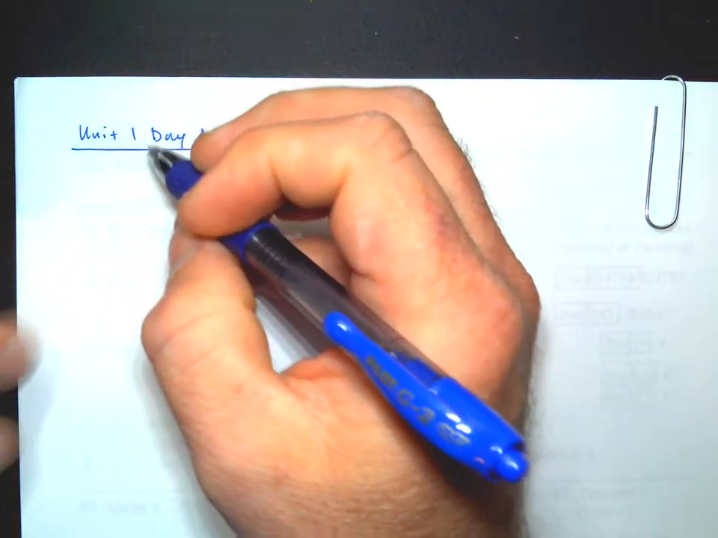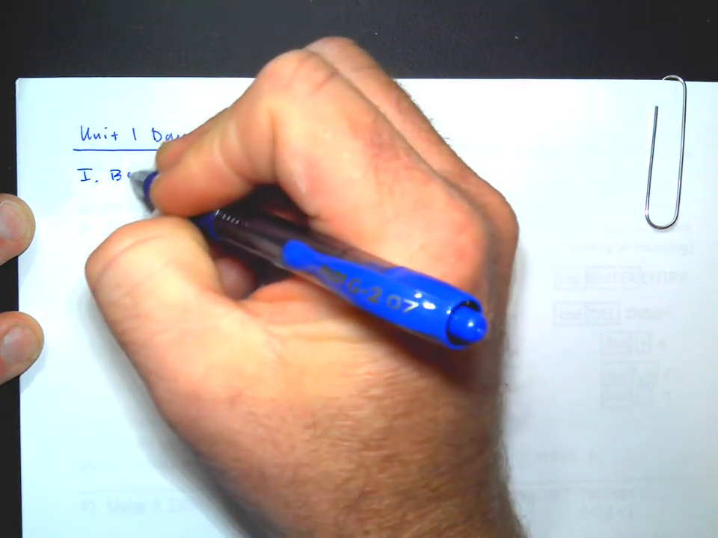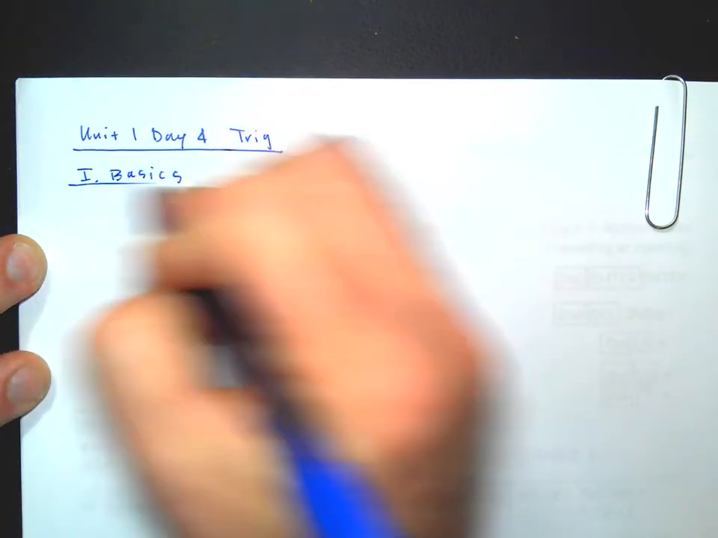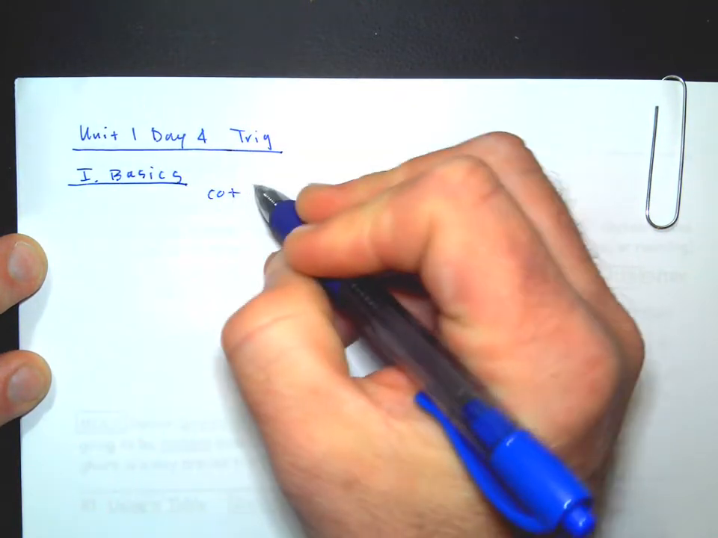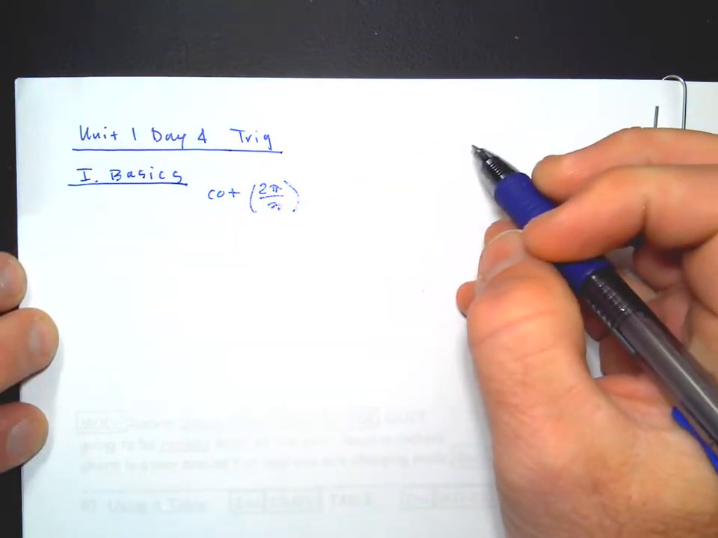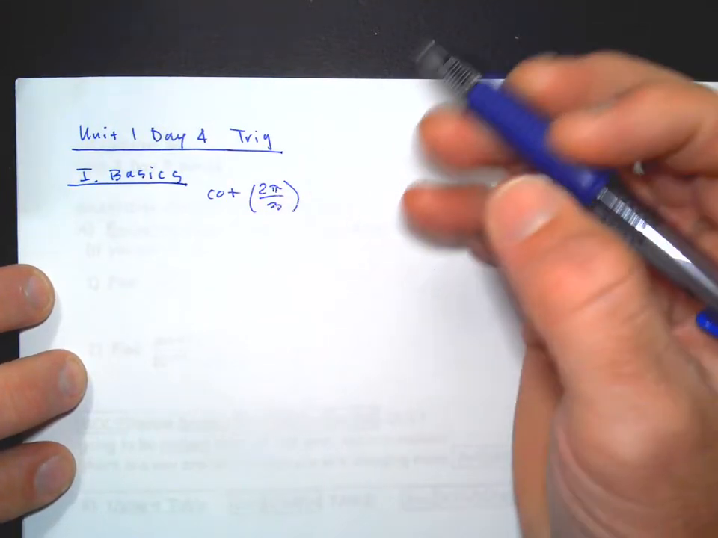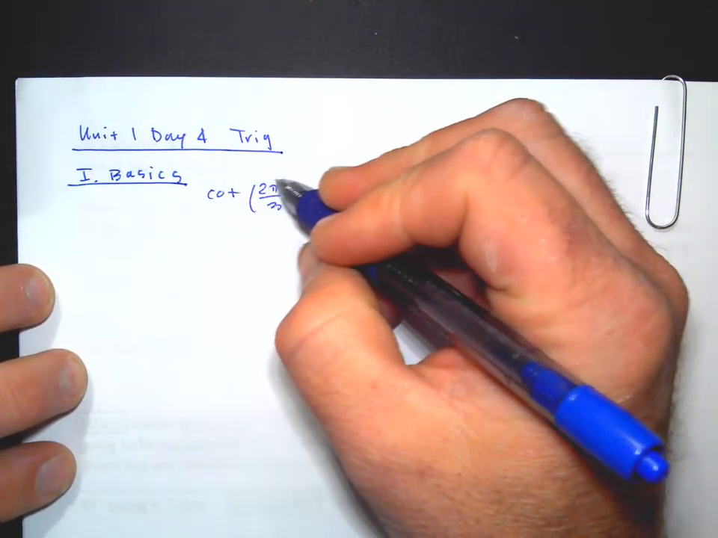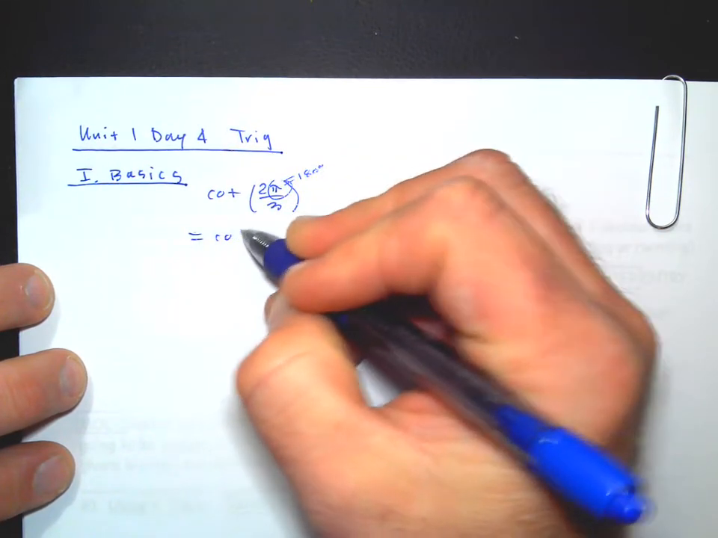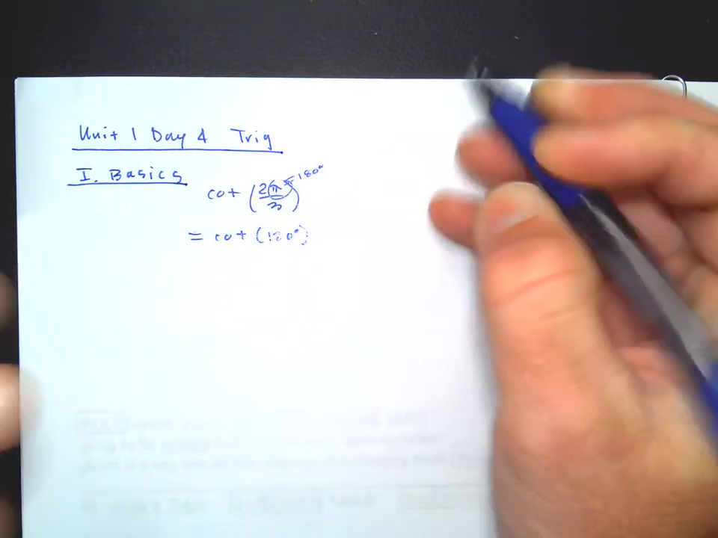So, I guess we'll go over just the basics. And so, just evaluating trig. Like cotangent of 2 pi over 3. One thing is you could change it to degrees, but you really shouldn't have to rely on that. Pi is 180 degrees, so this is the same thing as cotangent of 60 times 2, 120 degrees. You should be able to work with both.